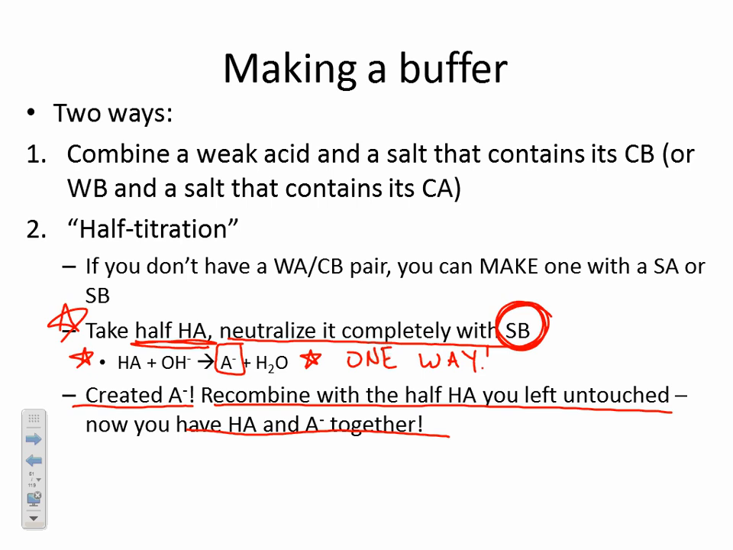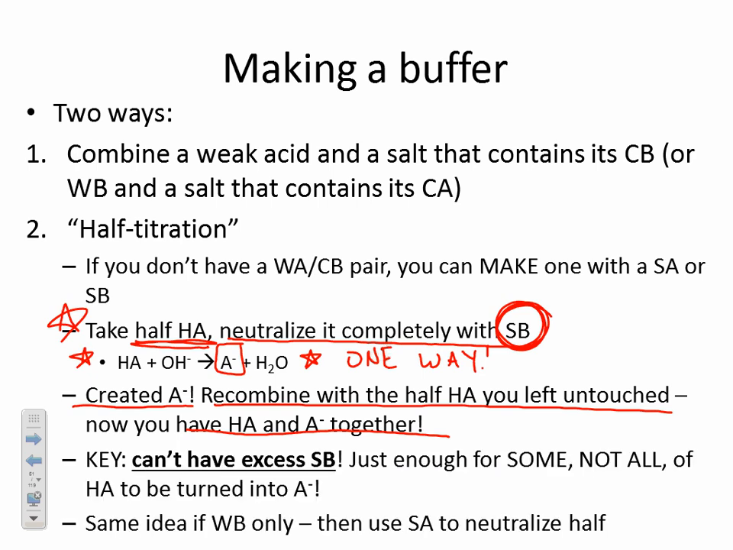Now, when you do this, there are some key points. You cannot have excess strong base, meaning you can't have more moles of strong base than you do weak acid. So you have to be very, very careful with how much strong base you add. You have to react it exactly so that you don't have any extra hydroxide swimming around, because if you do, then you run the risk of using up all of your HA, which you do not want to do. You need both HA and A minus, so you have to keep some HA unreacted. So just enough for some, not all.